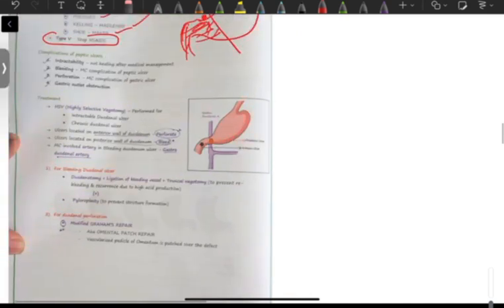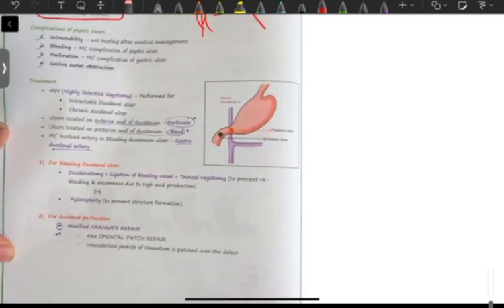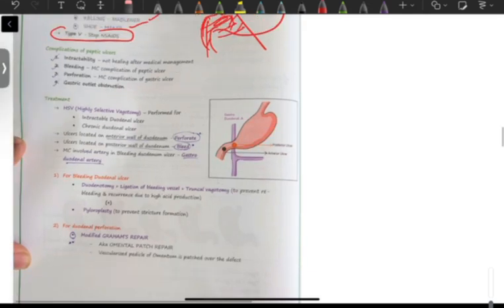Now, just like we know, the complications of peptic ulcers are important, because we manage peptic ulcer based on the complications. The first one is intractability. It is not healing even after medical management. Then it is called intractable duodenal ulcer.